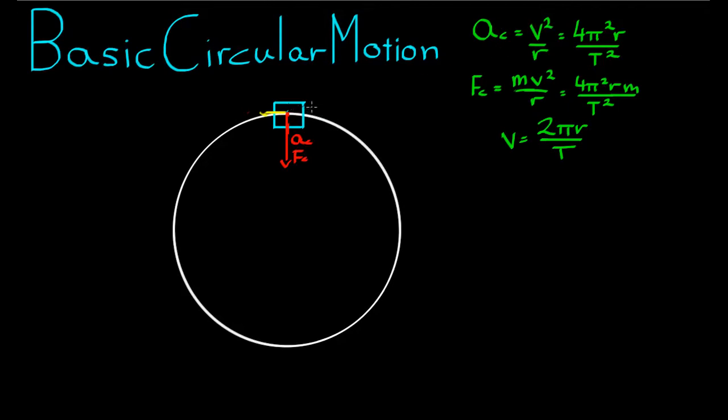If we make that object move more quickly, so if we increase the speed, the acceleration also increases. It has to be pulled at a higher rate towards the center of the circle. Of course, it never actually moves towards the center of the circle, just around in that circular path. If we also make this white path smaller, then we have to pull harder.